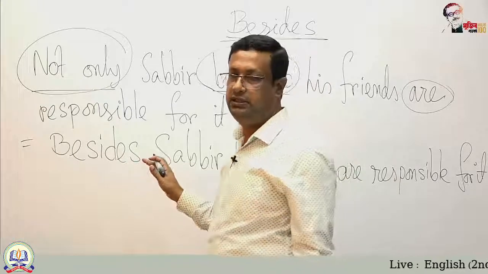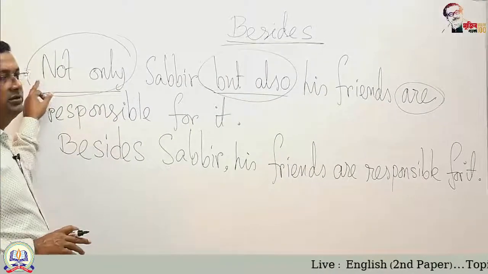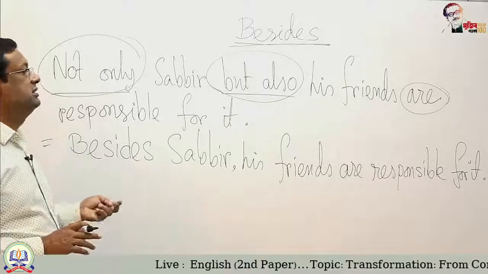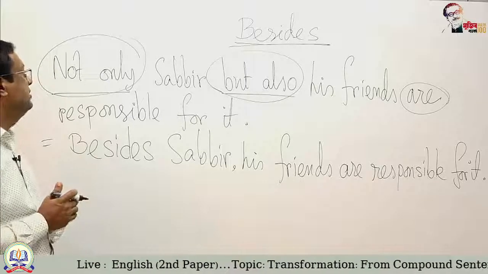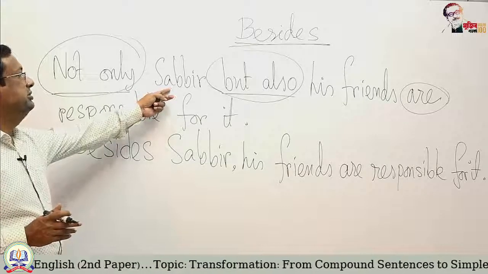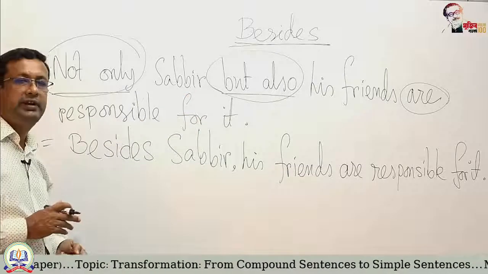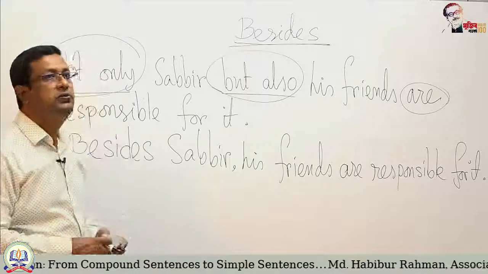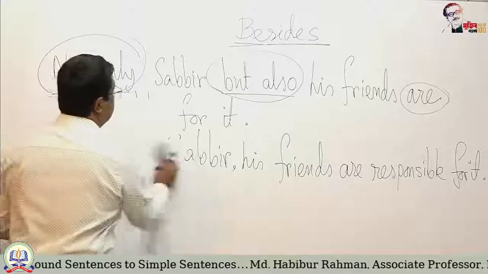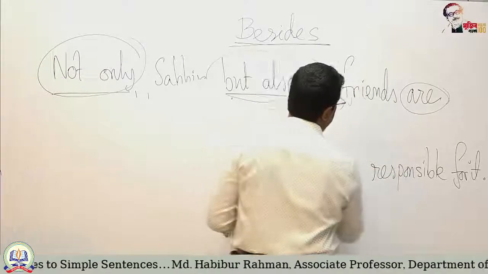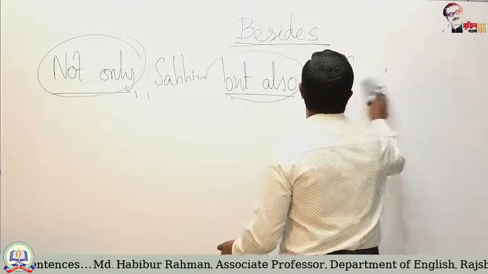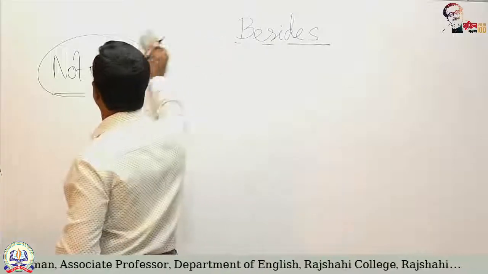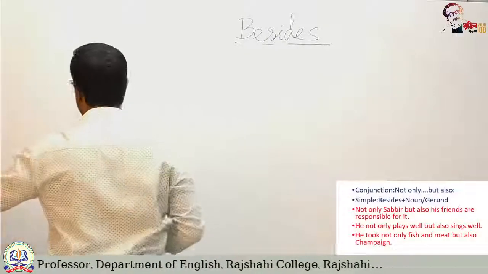We are changing into simple. So the first sentence is a compound sentence and we have changed it into a simple sentence: besides Sabbir, his friends are responsible for it. So it was the matter of two subjects. One subject was Sabbir, another subject was his friends. Now there may be two verbs. Not only has been used for two verbs, and if it is for two verbs, we have to use besides before a verb, and that verb will be used in ing form and the subject will be common.